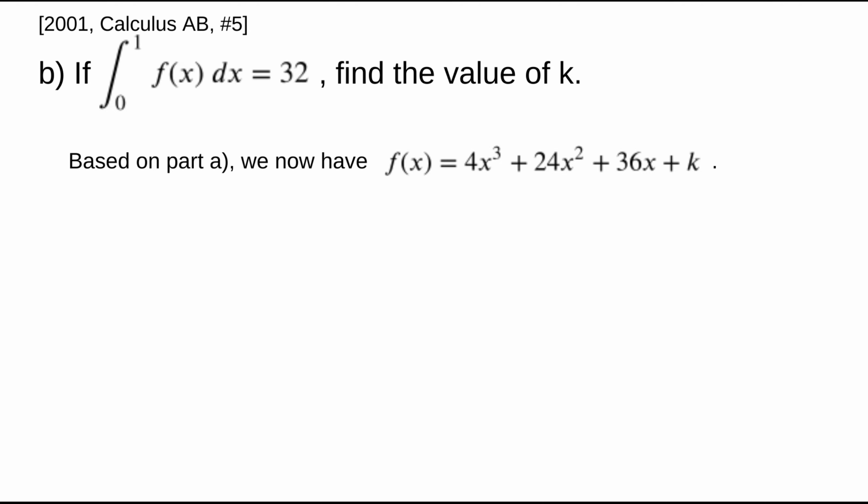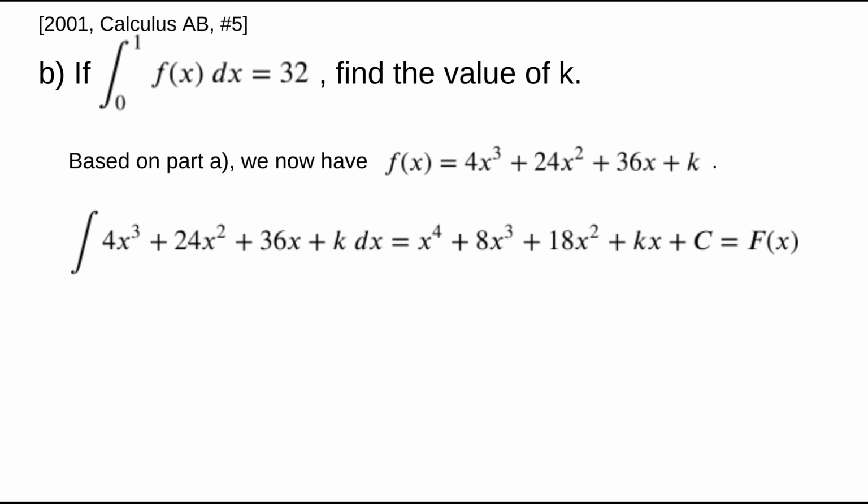In order to do the definite integral, we need an antiderivative of f, which in this case we can find by using the power rule for antiderivatives. That's going to be x to the 4th plus 8x cubed plus 18x squared plus kx plus c. That would be our antiderivative.